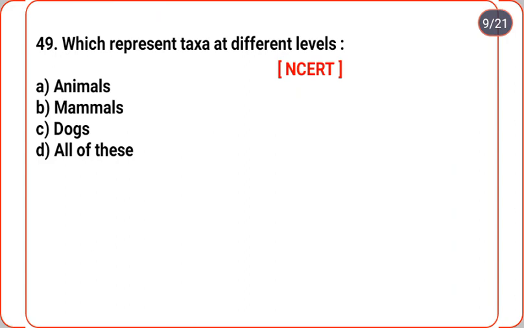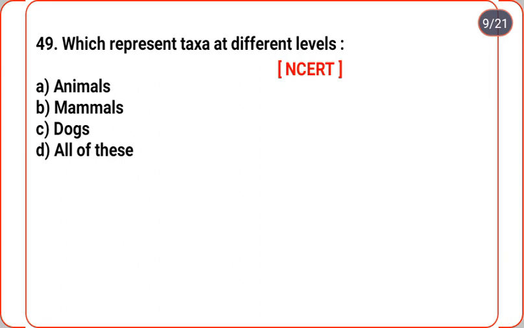Next, question number 49. Which represent taxa at different levels? We repeat, which represent taxa at different levels? Option A, animals. Option B, mammals. Option C, dogs. Option D, all of these. We repeat, which represent taxa at different levels?